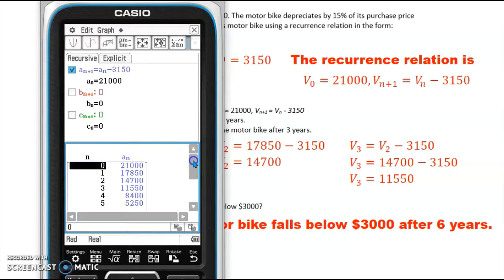And as you can see, we have to keep going all the way down, and we get to n equals 6, okay, or V6 equals $2,100. So therefore it is below $3,000 after 6 years, okay. So that is the way you can work these out using the ClassPad.